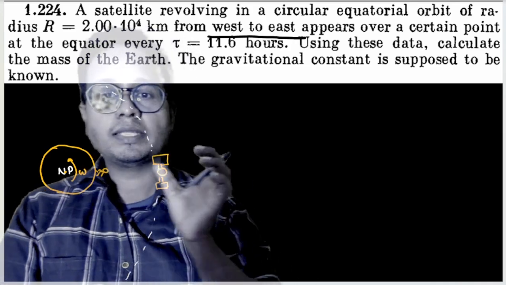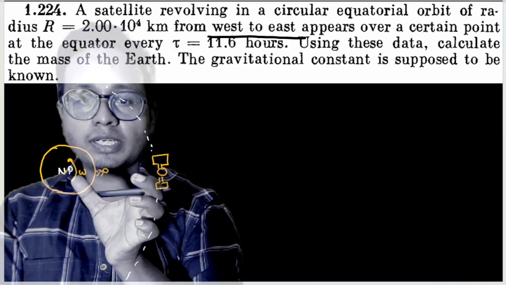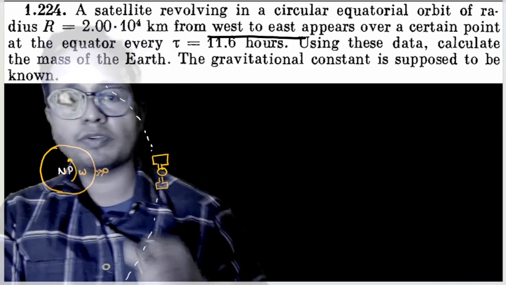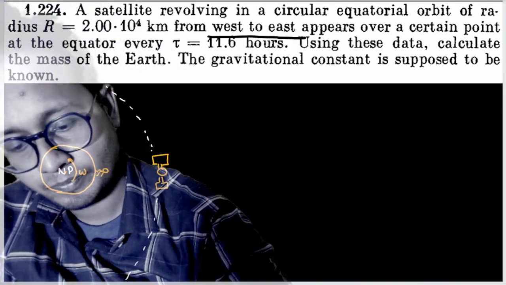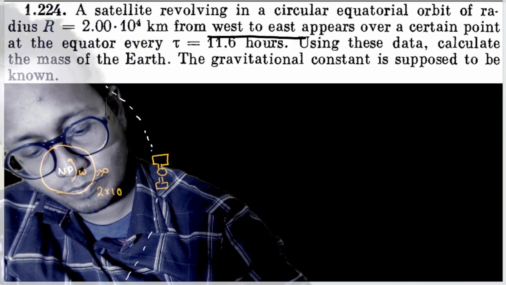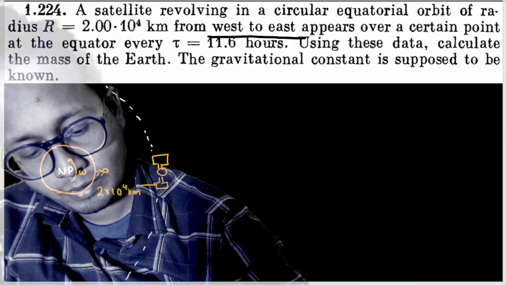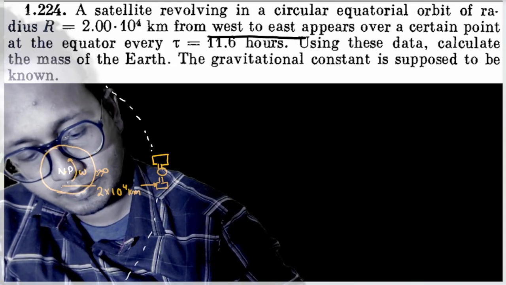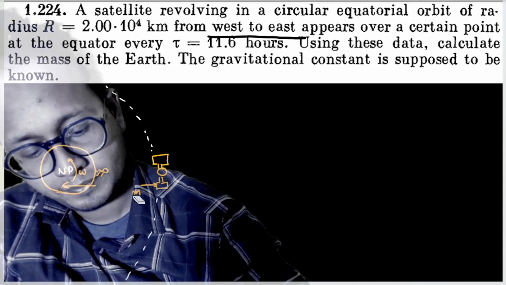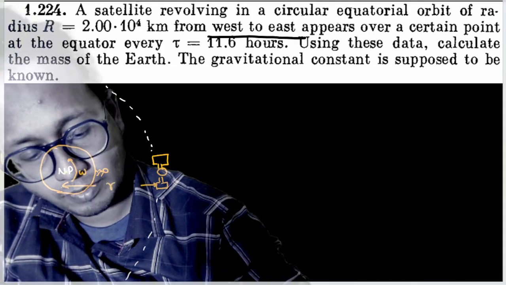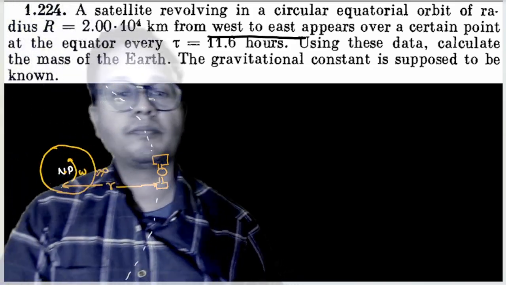The distance of the satellite from the center of the Earth is given as 2 into 10 to the power 4 kilometer. Let's name this distance R. We'll put the values later. This is the distance of the satellite from the center of Earth.